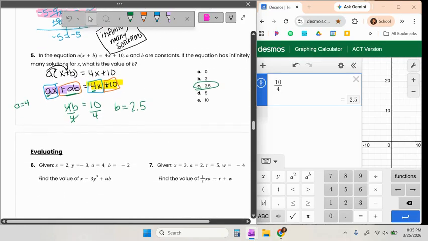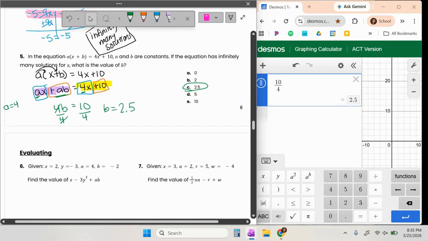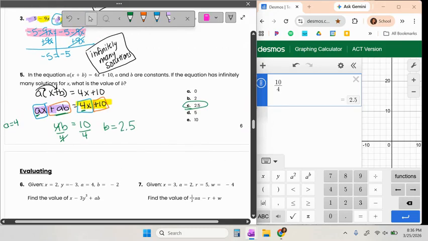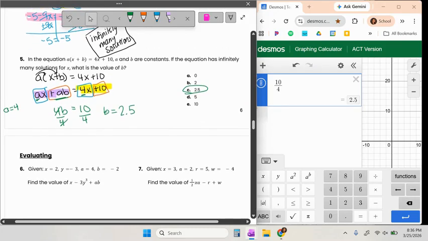Take a minute, pause that. If that is confusing, re-listen to that piece. Okay, this is a very similar question to the ones that we will see on the ACT.